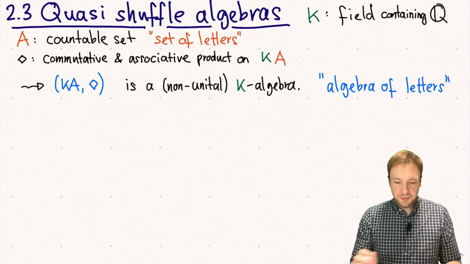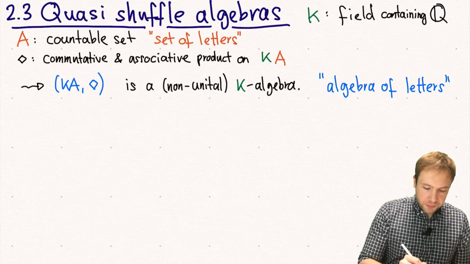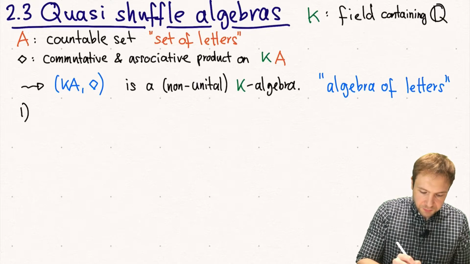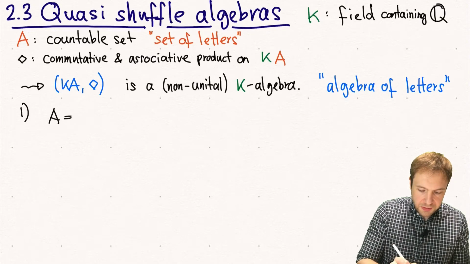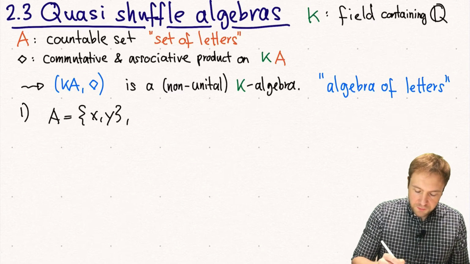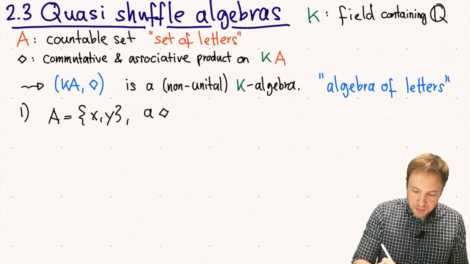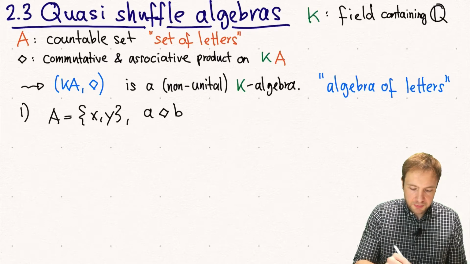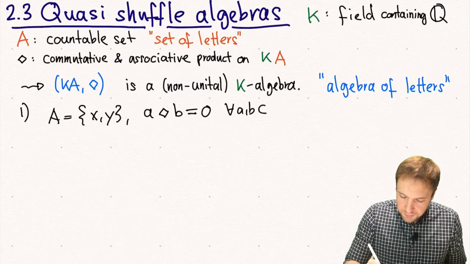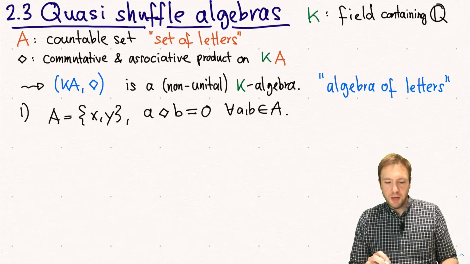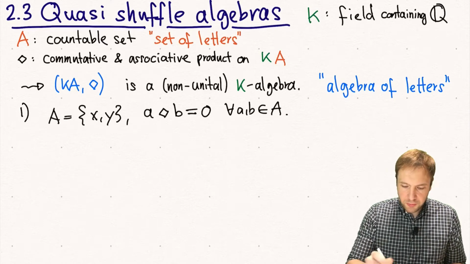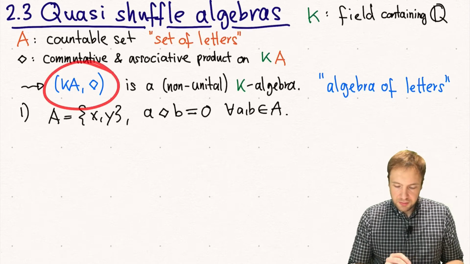So now let's see what this means in the example we did before. So first example, for example, we can take the set A to be just 2 elements, x and y, and then we can define the diamond of 2 elements a and b in this set to be just 0 for all a and b in A. So maybe this is not the most interesting case, but this will always give a non-unital K algebra like this.